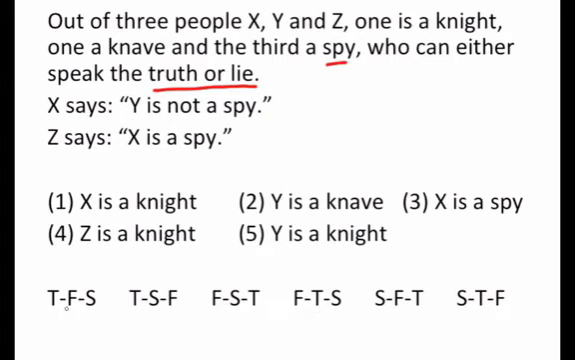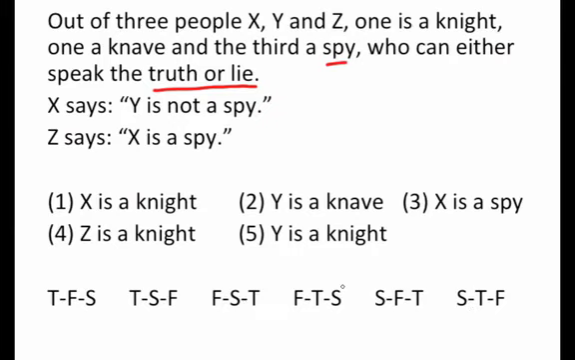This is X speaking the truth, Y is lying, Z is a spy. X is truth, Y is spy, Z is lying. X is lying, Y is spy, Z is truth. X is lying, Y is truth, Z is spy. X is spy, Y is lying, Z is truth. X is spy, Y is truth, Z is lying. So these are all the possibilities which are covered here.